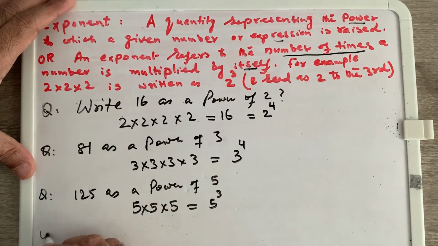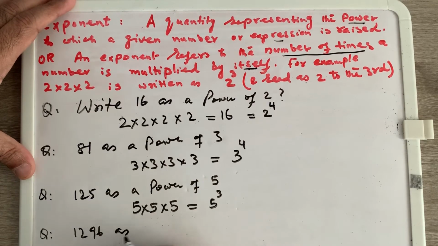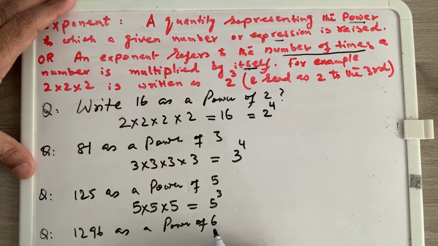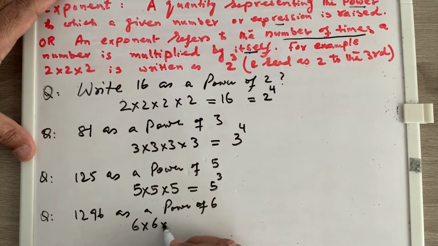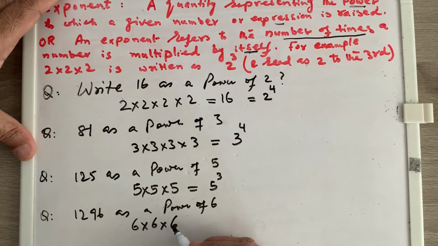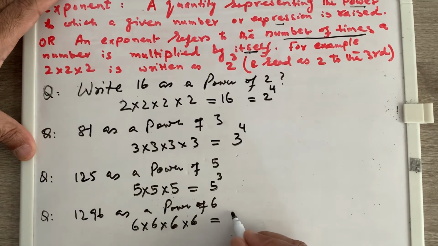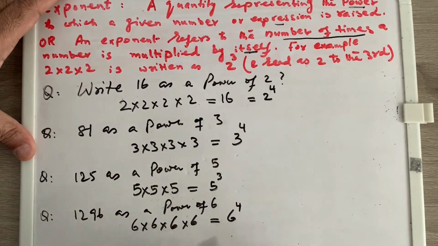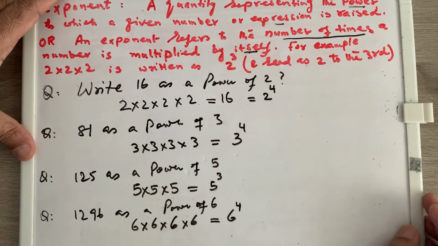You can have big numbers too, and you can use a calculator for these. Write 1296 as a power of 6. You have to see how many times 6 is being multiplied: 6 times 6 times 6. You can use a calculator maybe. 6 times 6 is 36. 36 times 36 is 1296. So how many times did we multiply 6? 4 times. So 6 to the power 4 is 1296. We can write any number as a power.